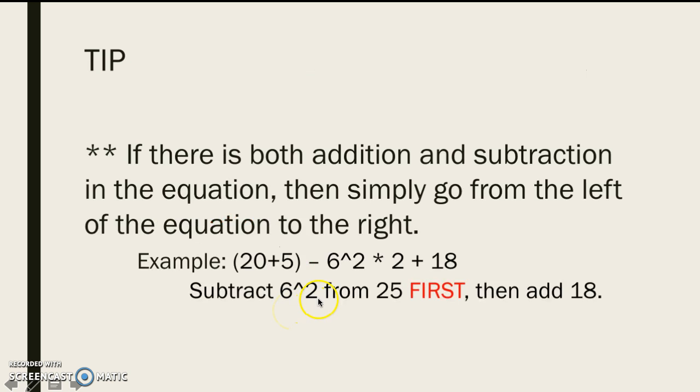As another quick tip, when dealing with addition and subtraction, it's the same thing as multiplication and division. Just simply look at the equation from the left to the right to find out which to do first. So, like the equation that we were using before, it did not have addition and subtraction. So using this example right here, there's subtraction right here, and then there's addition right here. So you would do 25 minus 6 squared first, since it's from the left to the right, and then add 18.